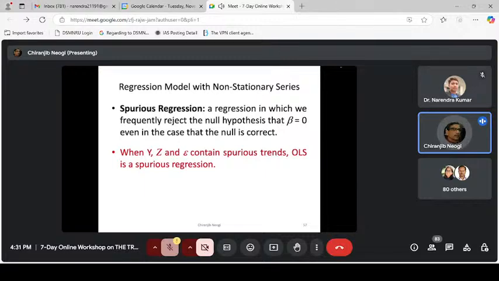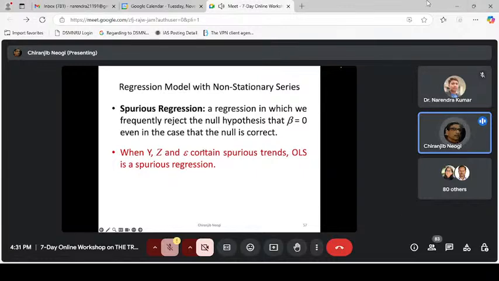We call it actually spurious regressions. I may get a regression, but it could be spurious regression. A regression in which we frequently reject the null hypothesis that beta is equal to 0, even in the case that the null hypothesis is correct. So this is the problem of testing of hypothesis with the non-stationary data. When X, Y, and Z and E contain a stochastic trend, we get what is called spurious regression.